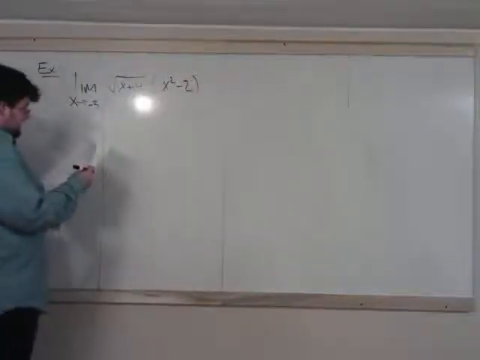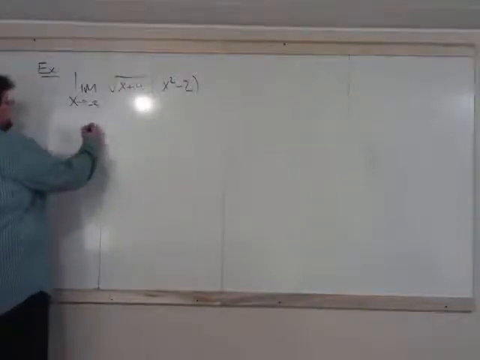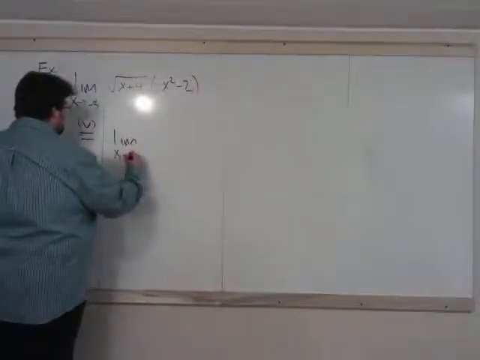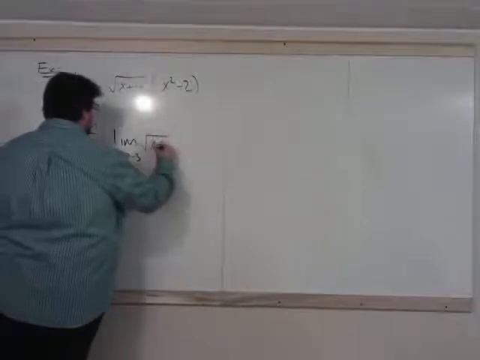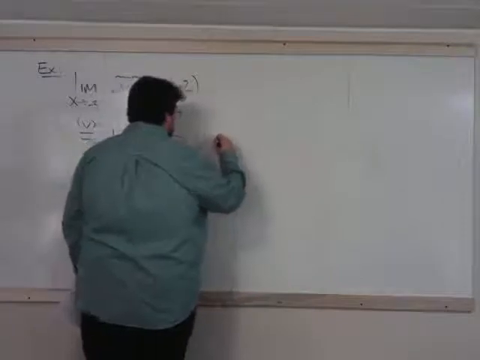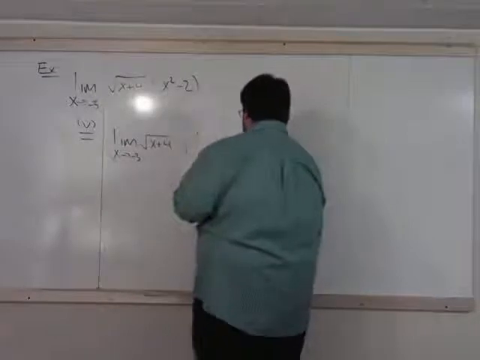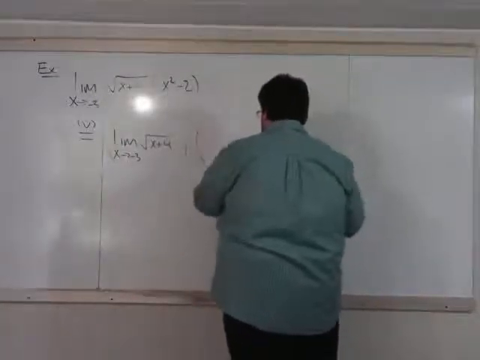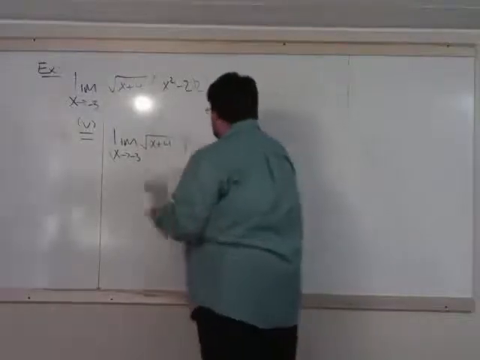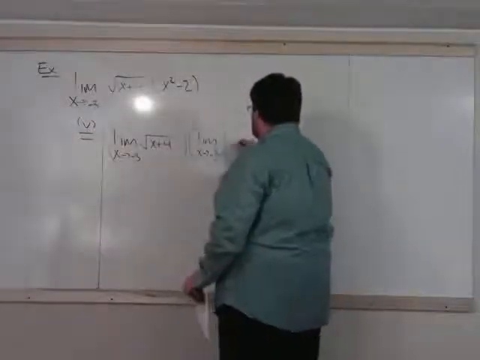Which rule number is that? That's rule 5. Rule 5 says the limit of a product can be broken into the limit of one times the limit of the other. Let's just rewrite that. Times limit as x approaches negative 3 of the other thing.